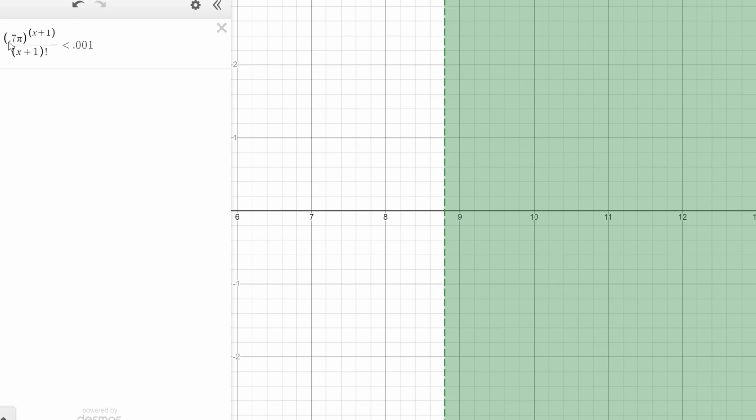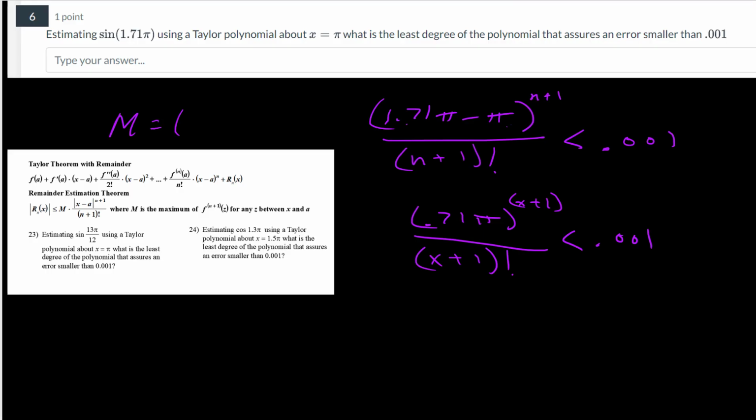So make sure you're paying attention. Do the subtraction. And this, 0.001, that could change. Sometimes it might be 0.01. Sometimes it might be 0.0001. So make sure you're paying attention to that. So the answer here to this one, again, is 9. So after you got it set up, you can use Desmos to help you solve the inequality.